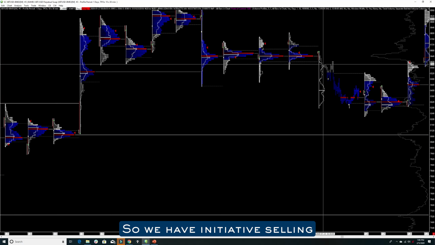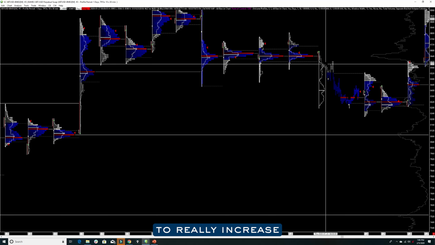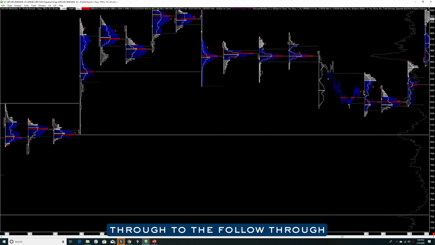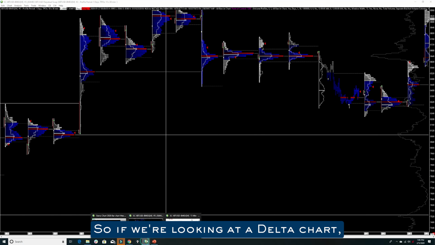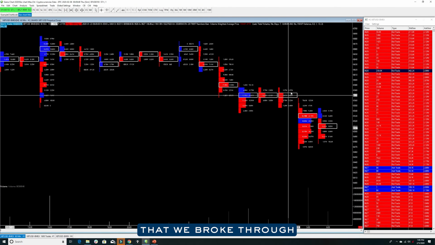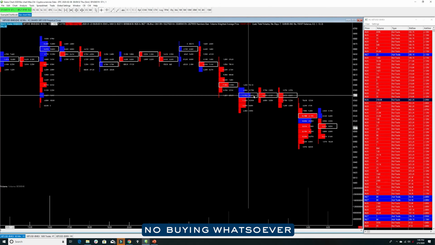So we have initiative selling, and in this case, we're going to be looking for the volume expansion and the negative delta to really increase with that volume expansion as well. So we want to see that it's pretty one-sided, that again, the buyers aren't really bidding this up. The lack of buying here is going to lead to the follow-through. So if we just looked at this delta chart right here, you can see that the portion that we broke through, right around here, we start to get really no buying whatsoever.